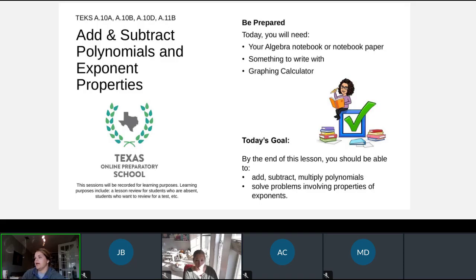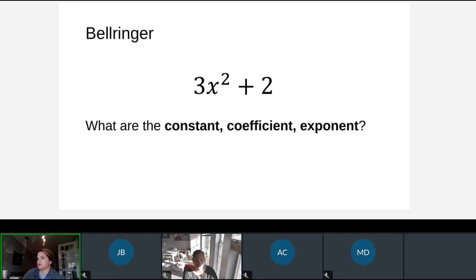Alrighty. So today, by the end of the lesson, you should be able to add, subtract. We're going to hold off on multiply, I think. I want to see how we do a subtraction. And then solve problems involving properties of exponents.